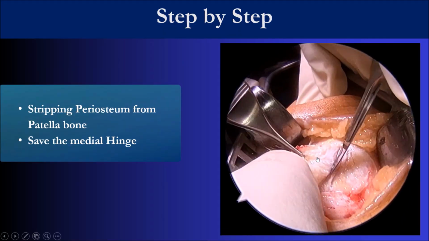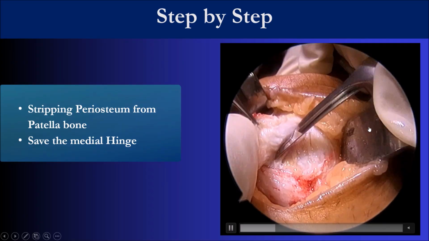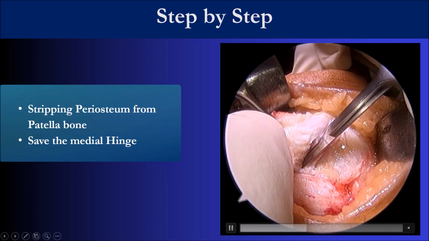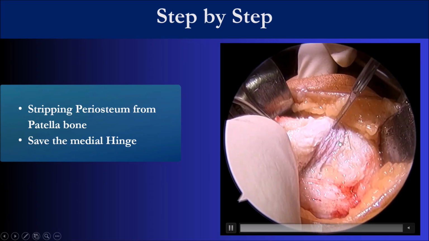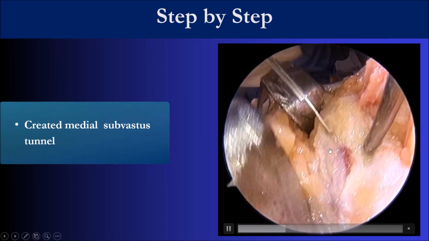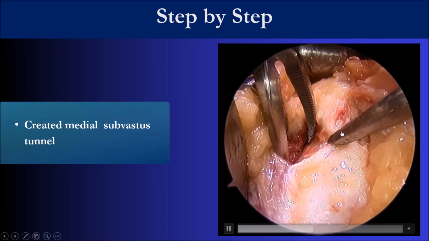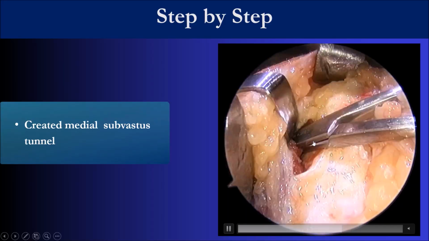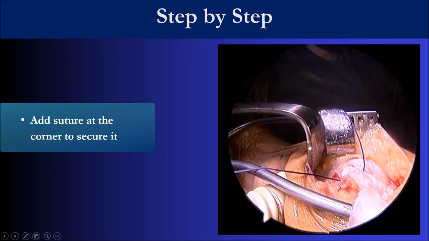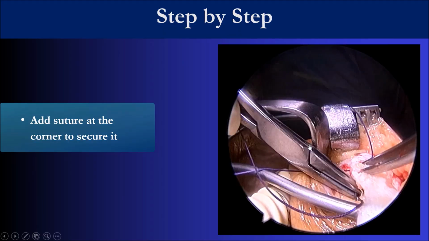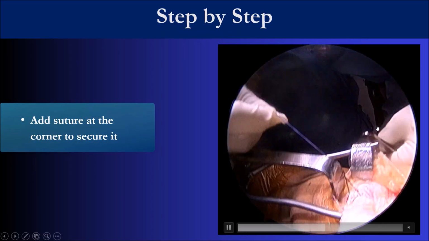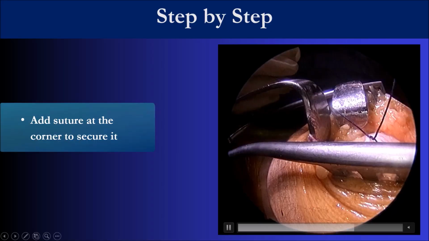And then the key point is that you need to strip your quadriceps from the patella bone very gently, like this. After that, you flip it 90 degrees and make a tunnel underneath the vastus medialis, right? And then you make a tunnel above the capsule, okay? And then you pass your graft into this tunnel. Then I suture my graft to the periosteum like that, okay?